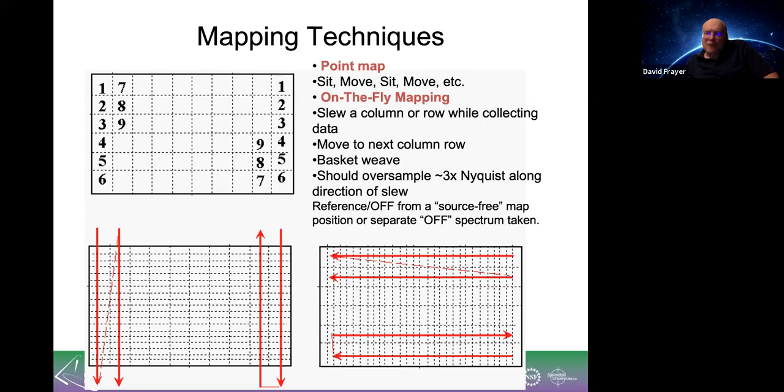Now, if you're doing a small area of the sky and you want to go really, really deep, it's more efficient just to do what we call a point map, where you just sit on, you take a spectrum, you move the telescope, take a spectrum, move the telescope. So you just sit, move, sit, move, sit, move. Yeah, if you're doing a smaller map, you might consider doing that.